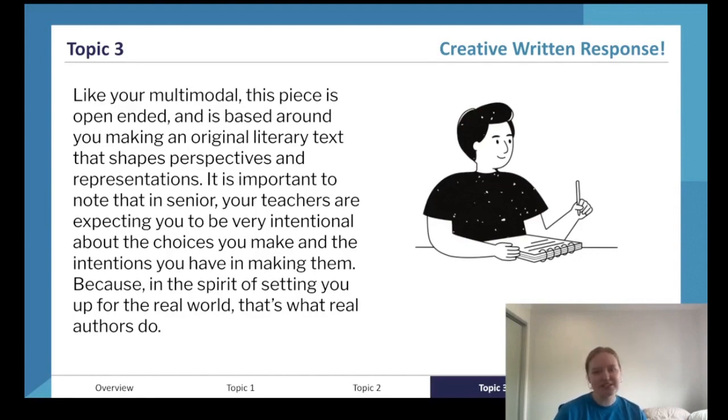So, because you're in senior, your teachers, as I've mentioned plenty of times, are expecting you to be intentional about the choices that you are making, from the aesthetic features, the names of your characters, the settings that you put them in, the specific cultural context they're in, and so on and so forth. Because in the spirit of setting you up for the real world, that is what real authors do.